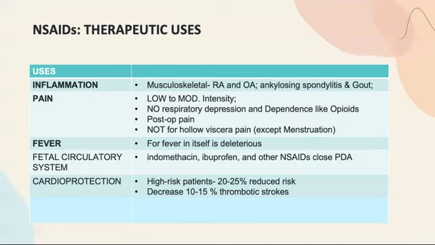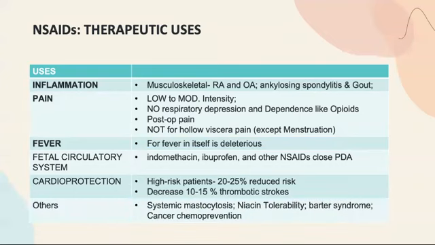Aspirin reduces the risk of serious vascular events in high-risk patients, those with previous myocardial infarction, by 20 to 25%. The reduction of subsequent thrombotic stroke is somewhat less, roughly around 10 to 15%. This is according to the Antithrombotic Trialists' Collaboration in 2009. There are other clinical uses of NSAIDs, such as systemic mastocytosis, niacin tolerability, Bartter syndrome, and cancer chemoprevention.